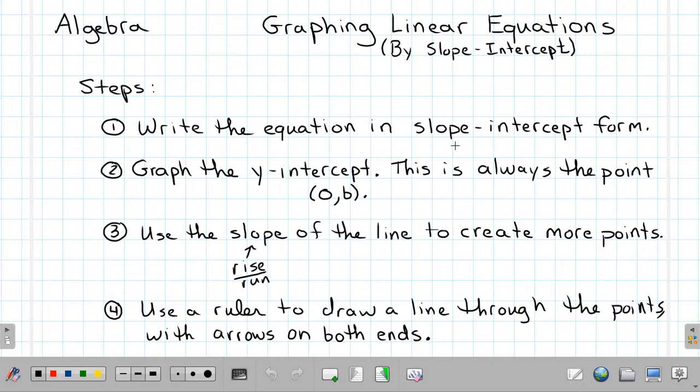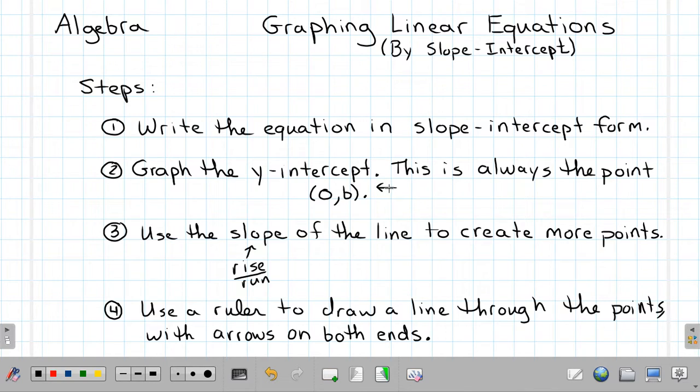Step 2, we need to graph the y-intercept. So if we have the equation in slope-intercept form, the two pieces of information that we get from that are the slope and the y-intercept. So if we know the y-intercept, we can always plot it by plotting the point (0, b). Okay, and once again, if that's a little confusing, just look at what I do when I do the examples. All this means is once we find what b is, just plot it on the graph.